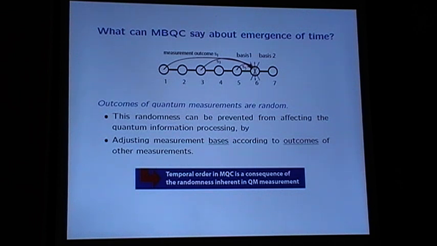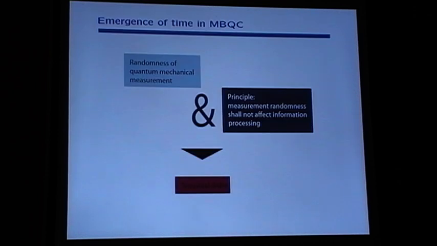So we therefore find that the randomness of quantum measurement leads to a temporal order among the measurements. So in this simple scheme, for this model of measurement-based quantum computation, the randomness of quantum mechanical measurement is the reason for temporal order, and if we combine it with the principle that this randomness should not enter the processing, then we get temporal order out of this.